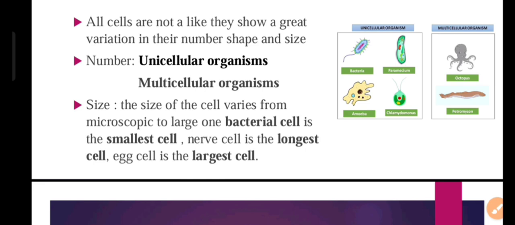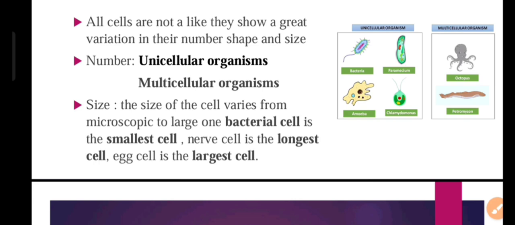Examples of unicellular organisms: amoeba, paramecia, bacteria, chlamydomonas. These are made up of only one cell. In that organism, that one cell performs the whole function of the body. Understand? Coming to multicellular organisms, a group of cells performs a particular function. Examples of multicellular organisms: man, plants, fish, animals, like that.